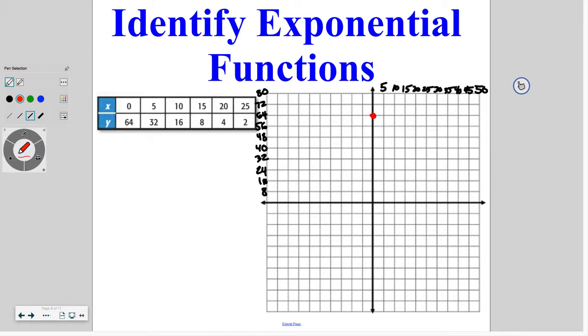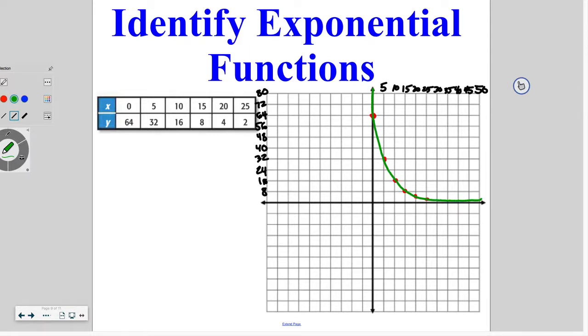I'm going to go ahead and graph the points starting with 0, 64, 5, 32, 10, 16, 15, 8, 24, 25, 2. If I look then and connect these points, they are going in a curve, which is going to indicate to you that this is an exponential function. So you're going to graph the points and look for that curve.